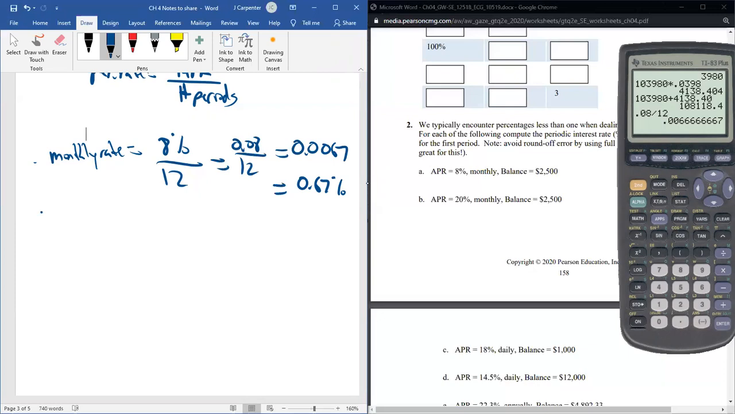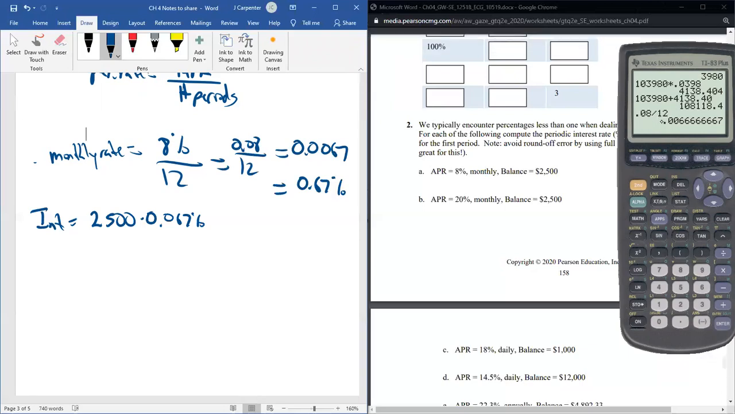So that means that our interest amount will be the periodic rate times the balance. So our balance is $2,500, and we're going to multiply that by our periodic rate of 0.67%, which again is just the 0.0067. But I'm not going to write 0.0067. In this calculator, it has it stored as 0.006666666666666666. It displayed the 7 as rounded, but it's still got the 6s going forever and ever and ever.